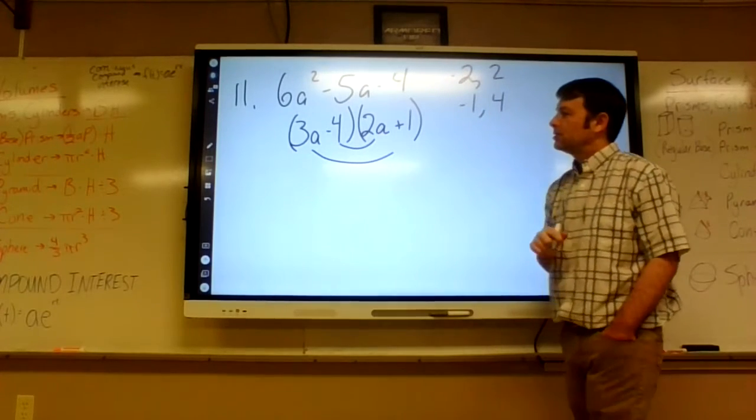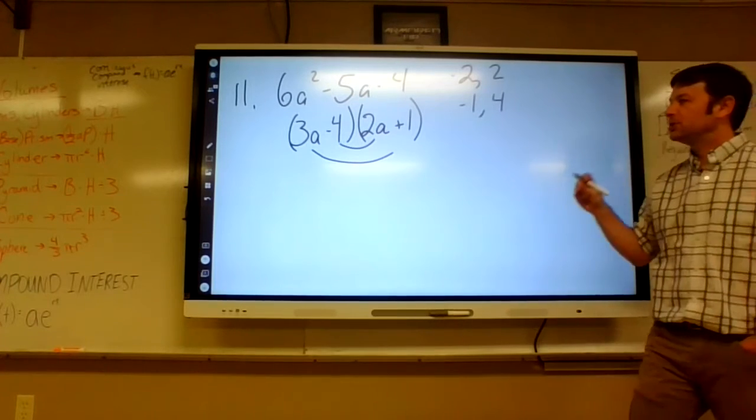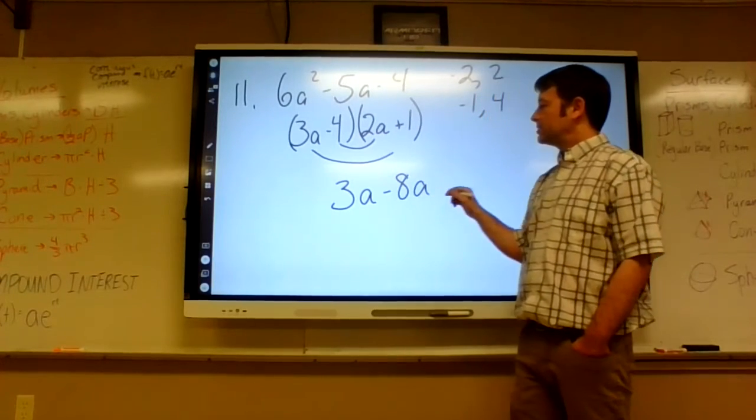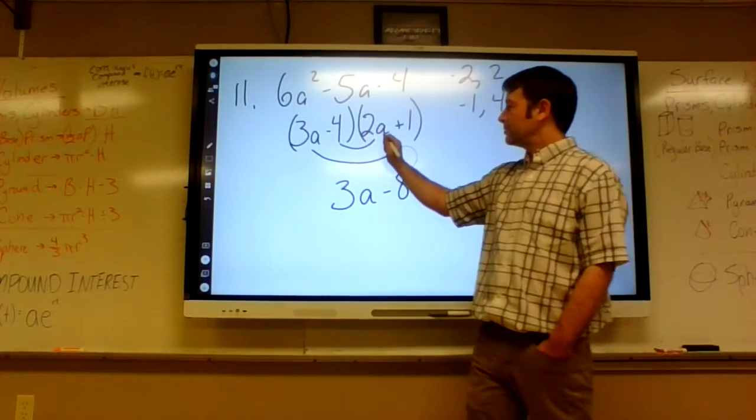How do you do 6? Now what's the outside? That's 3A. What's the inside? Negative 8A. What's 3 minus 8? Negative 5. No. Okay, that one's right.